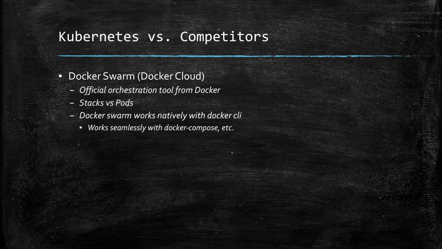Docker Swarm, or Docker Cloud, is the official orchestration tool from Docker. It's similar to Kubernetes in that it has this concept of stacks, which is pretty much analogous to the concept of pods. It also works natively with the Docker CLI, and it works seamlessly with all the tools in the Docker CLI toolkit, including Docker Compose.